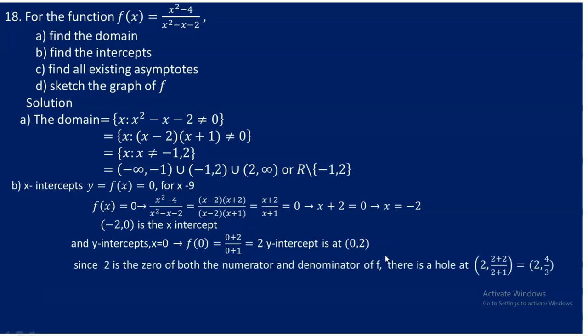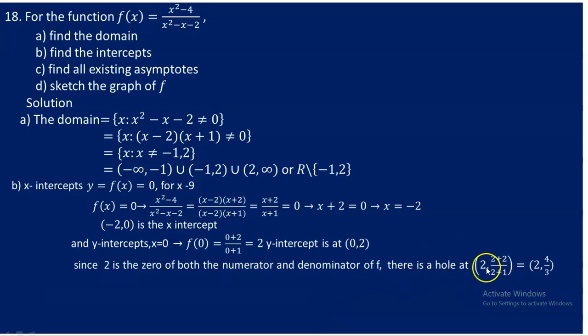Now proceeding to the next one, since 2 is the 0 of both the numerator and the denominator, as I said earlier, you see, because when you substitute 2 here, it will be 0. Again, if you put 2 here again, it will be 0. You see? Then at 2, we do have a hole, okay? If this happens, a hole exists.